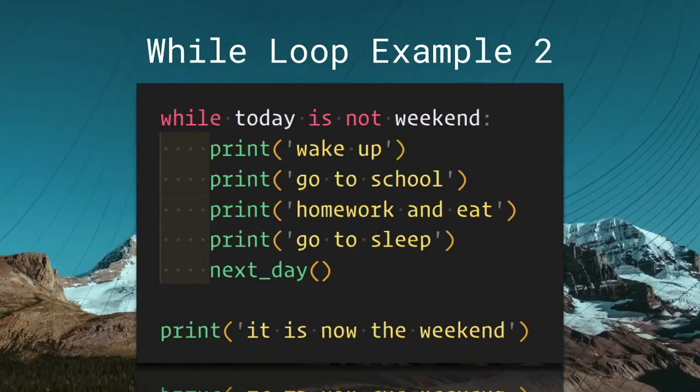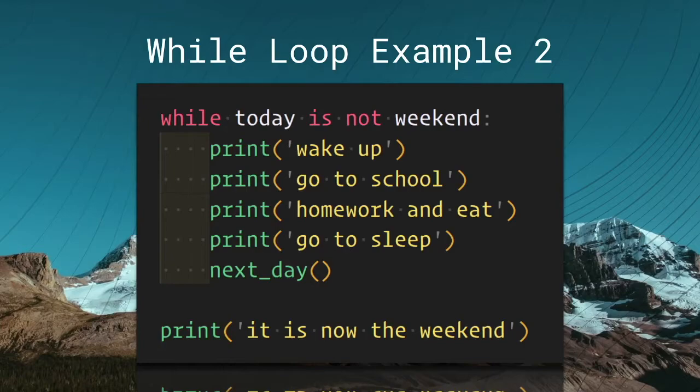Let's look at one more example with more complicated logic. While today is not the weekend, I'll wake up, go to school, do my homework and eat, and then go to sleep. And then the next day will come. Eventually, today will become the weekend, either Friday, Saturday, or Sunday, and we'll break out of the loop.